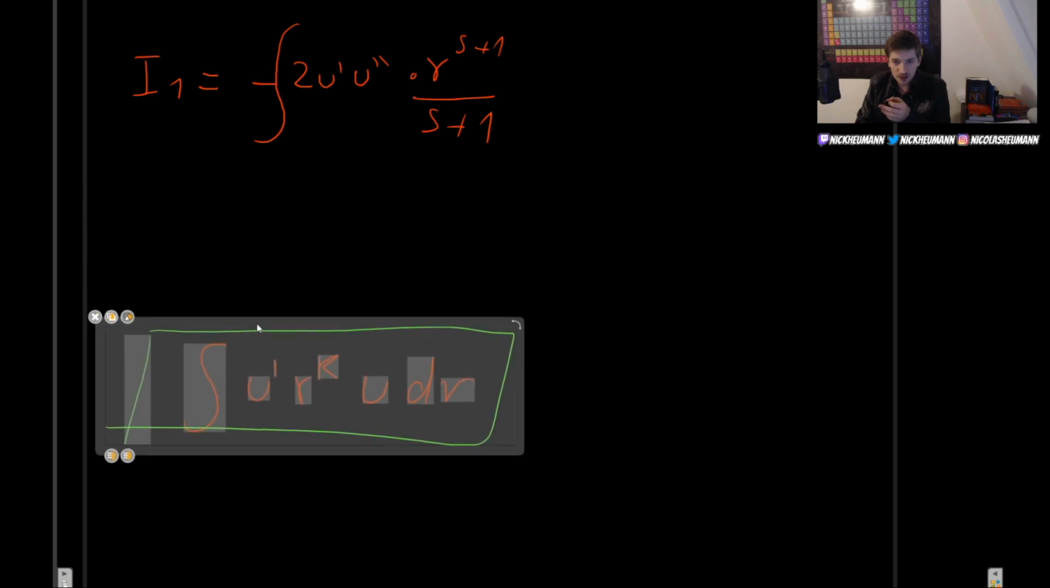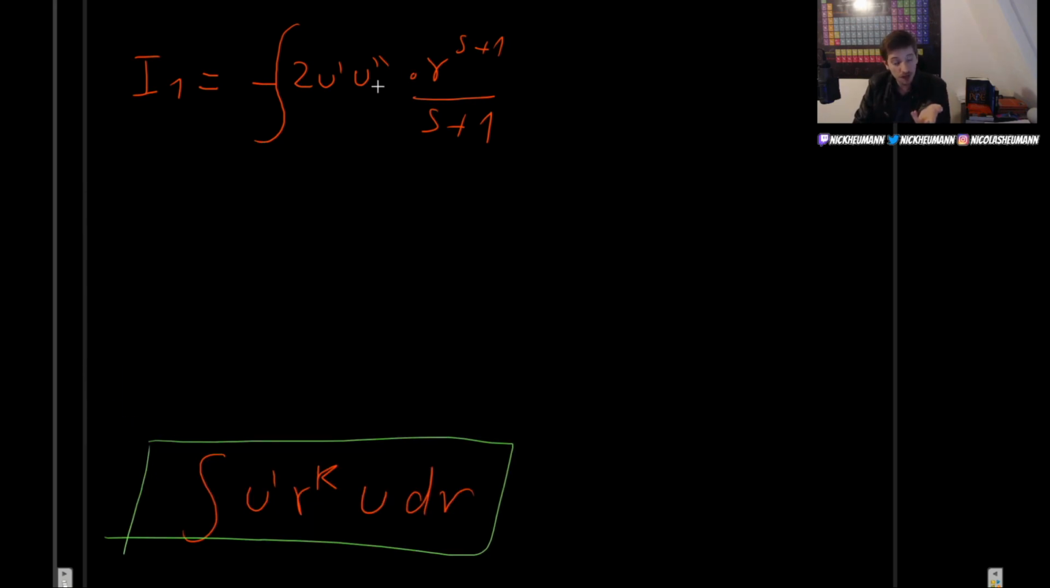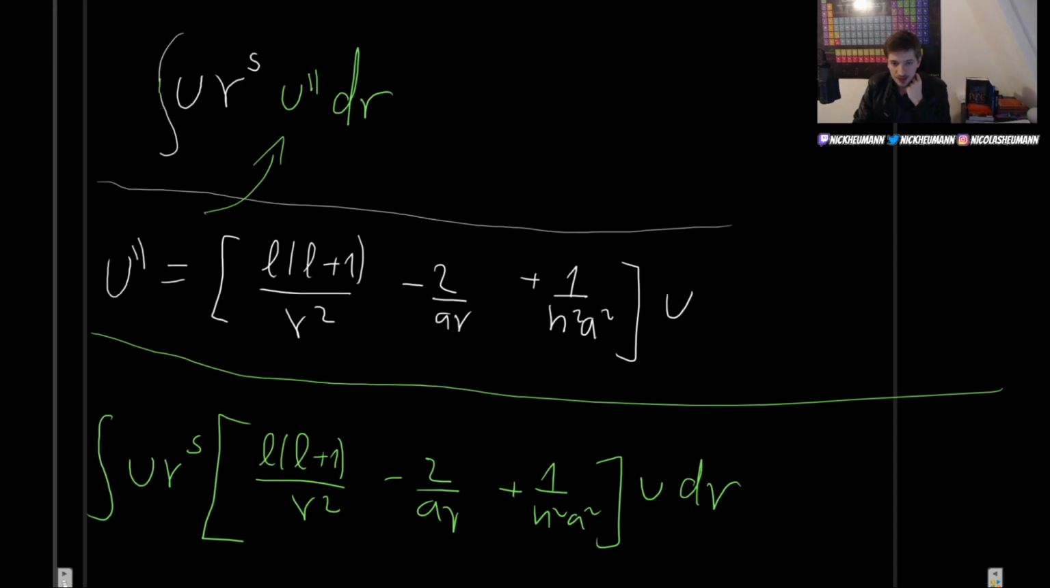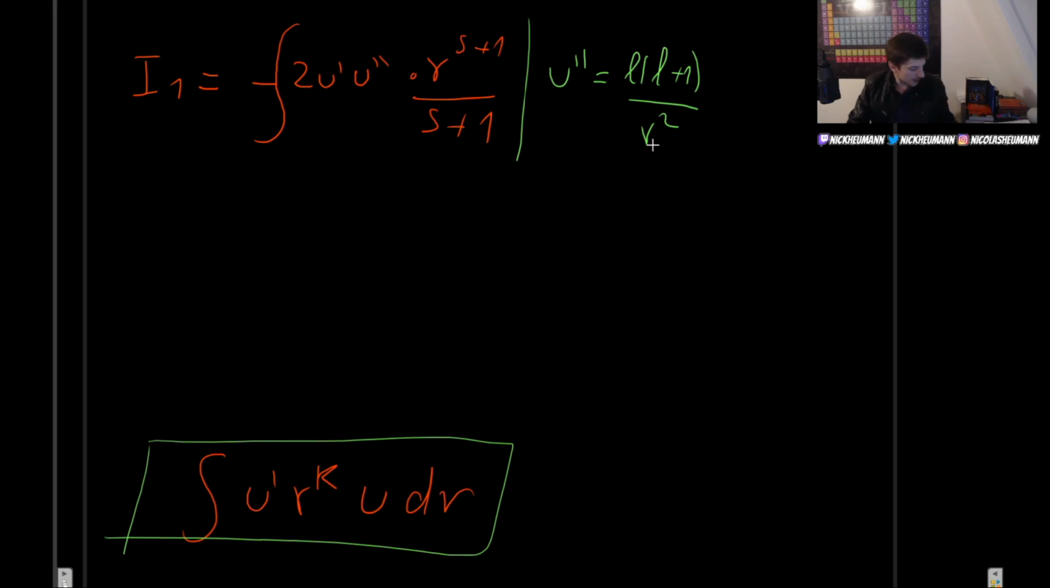But just to ensure that you guys understood what I mean, I'm going to actually plug this in first, just to be safe. So I'm going to rewrite what U prime prime was. U prime prime, this is L plus 1, and I already forgot about it. Where did I write it down? Here. R squared, I have it here actually, so maybe let's just use it. Minus 2 A R and plus 1 over N squared A squared, and all of this times U. Okay, so that's what we have to plug into the integral now.